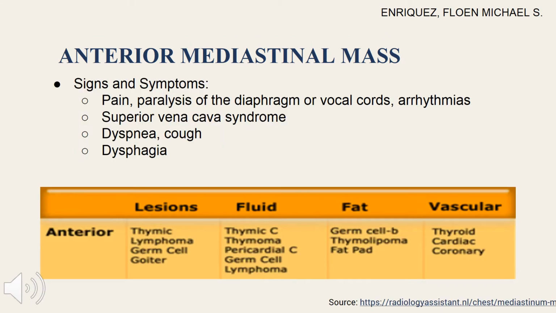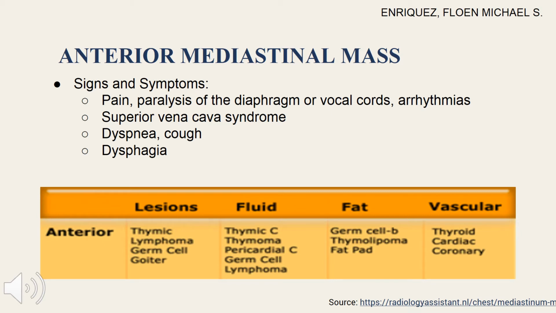Masses in this region may present with symptoms due to compression of the airways or the superior vena cava, or because of the compression of nerves such as your vagus or recurrent laryngeal nerve. Thus, this might present with pain, paralysis of the diaphragm or vocal cords, arrhythmias, superior vena cava syndrome, dyspnea or cough, or dysphagia.